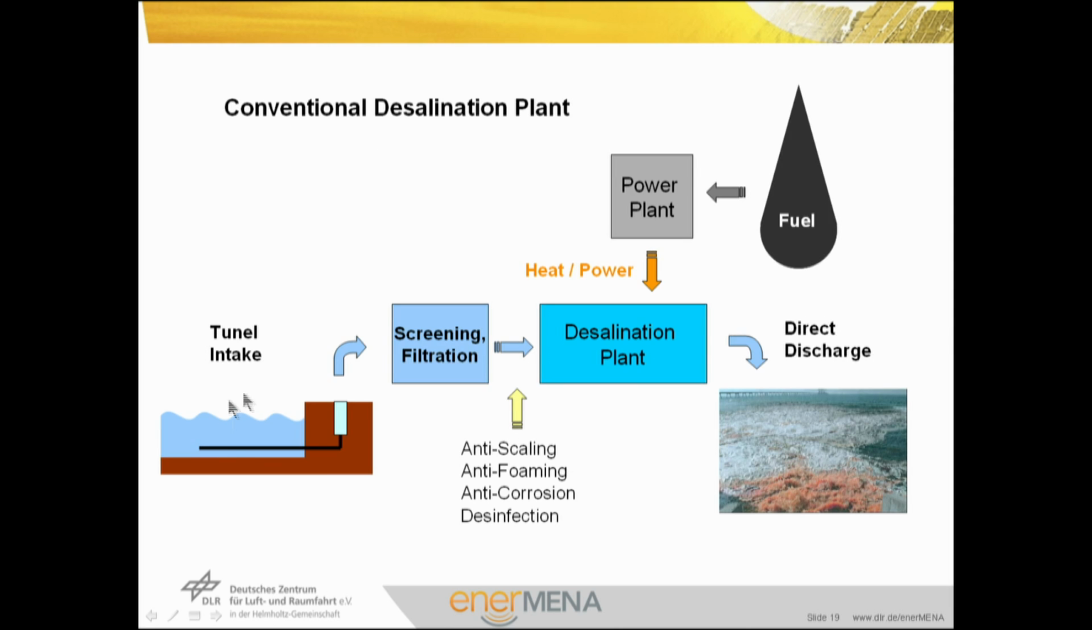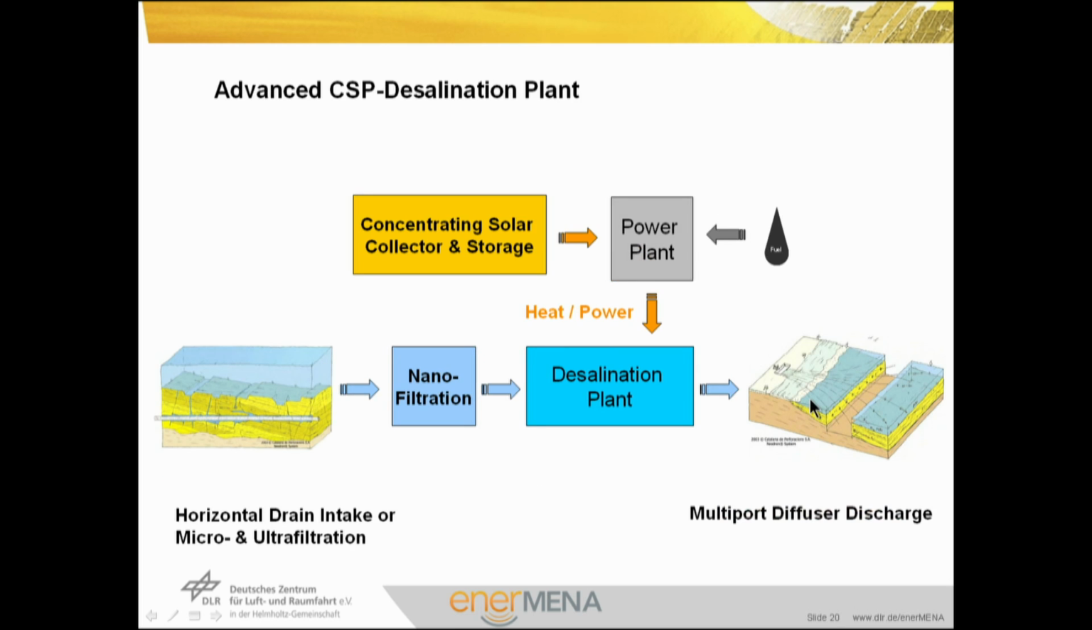This is the picture. We have a typical intake, we have screening, filtration, then we have the additives. In order to protect the desalination plant, we will have to add a lot of heat and power, which will be taken from fossil fuel to power the plant. And at the end, we will have a discharge to the sea. So there is an alternative, which is the concentrating solar power desalination plant developed at the moment.